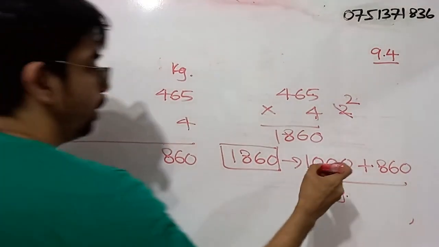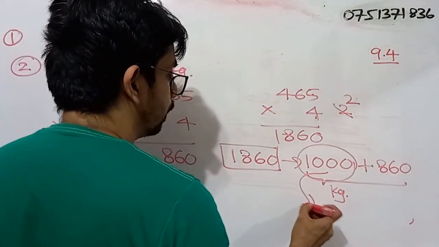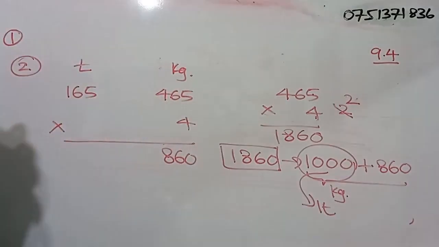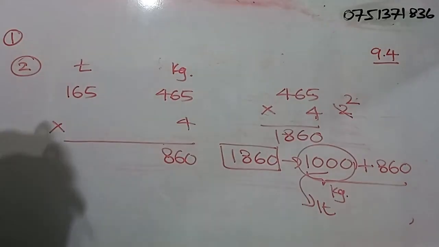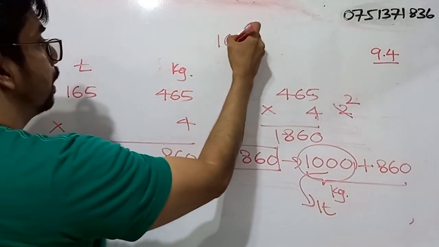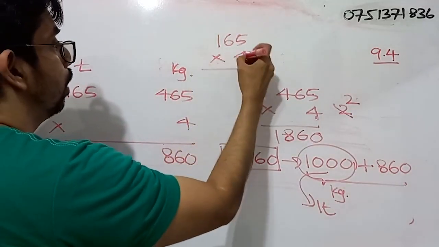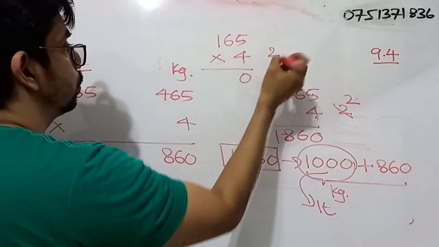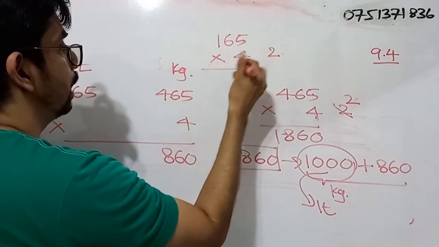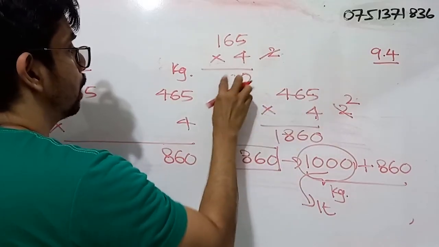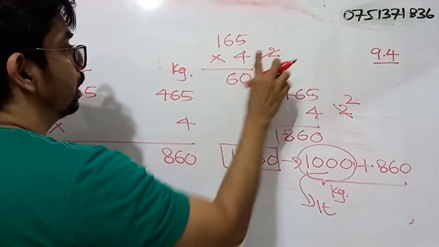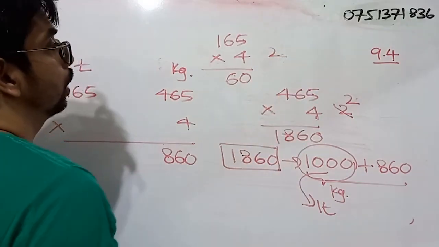Right. Then what do? We convert this part into what? Tons. So the remaining number is what? 160. Right. Then what do? We multiply 165 by 4. 4 times 5, that is 20. So there's a 2. 4 times 6, that is 24. Add the 2, it becomes 26. Still we have a 2.